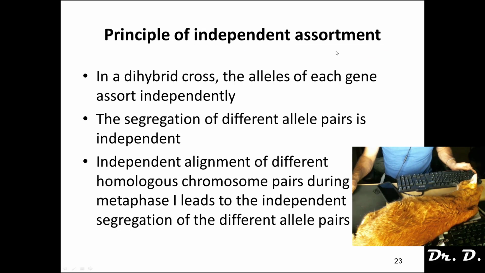Okay, so again, what did the monohybrid cross teach us? It taught us the principle of segregation of alleles. And what did the dihybrid cross just teach us? The principle of independent assortment, that different alleles of a gene assort independently.